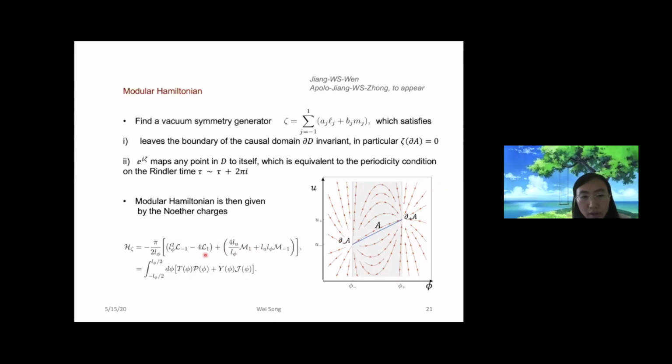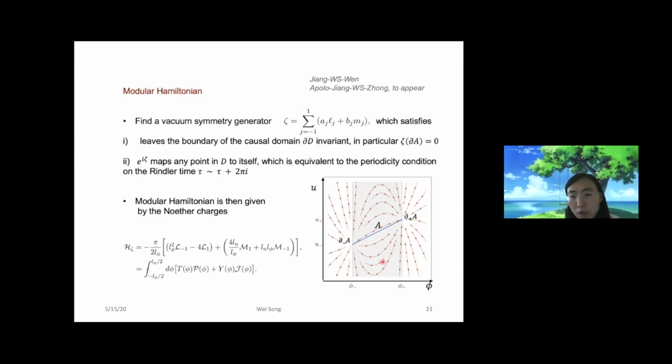And basically, from the first line, it's explicit that this is a constant linear combination of the vacuum generators, where this curly L minus one, L one, these are the charges in the BMS field theory associated to this little L and little M, which are vectors. Okay, so this picture is the modular flow.